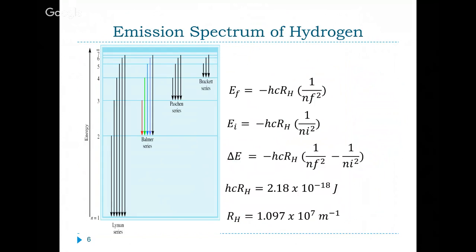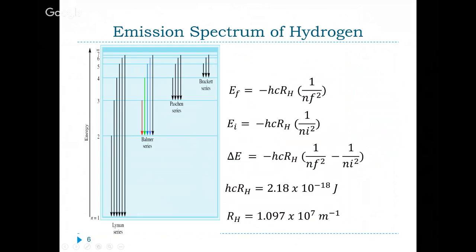So the emission spectrum of hydrogen, like I say, we studied this one because it was the easiest to study because it's a one electron atom. So we have this series that are named after scientists who studied them, right? So Lyman is always transitioning to n equals 1.